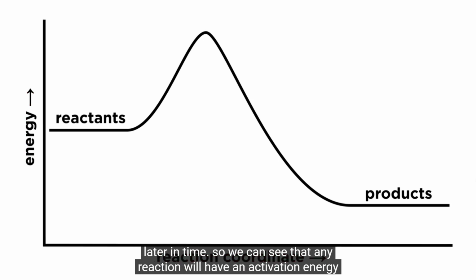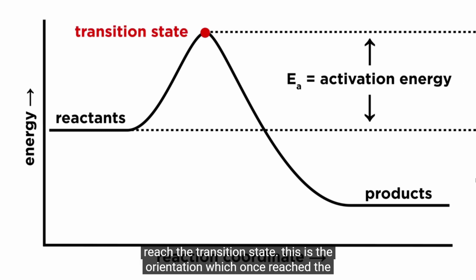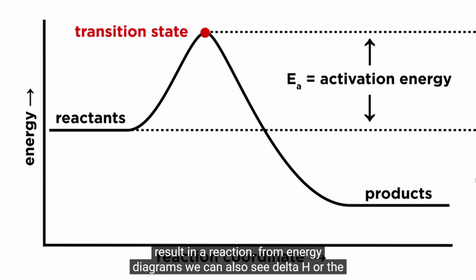On these, up means higher energy, and to the right means later in time. So we can see that any reaction will have an activation energy, which is the kinetic energy that the molecules must collide with in order to reach the transition state. This is the orientation which, once reached, the reaction will certainly occur. Collisions with less energy than this will not result in a reaction.